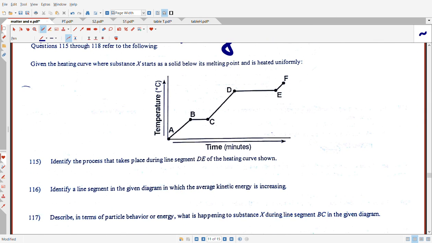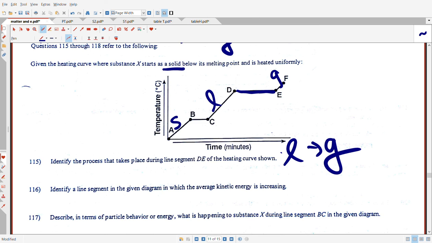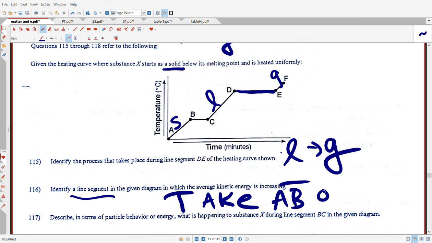Identify the process that takes place during DE. Well, I have to see it starts as a solid, so that's solid, liquid, gas. So this is called vaporization or liquid to gas. Identify a line segment where average kinetic energy, which is temperature, is increasing. I could say AB, I could say CD, and I could say EF.